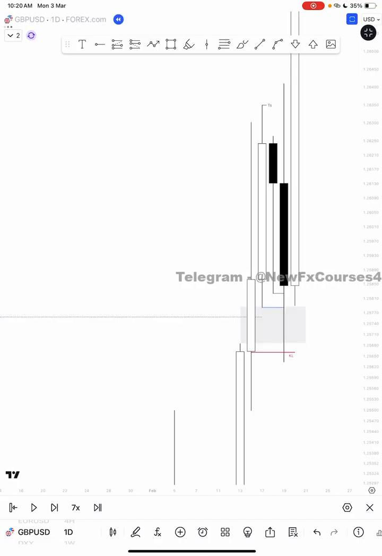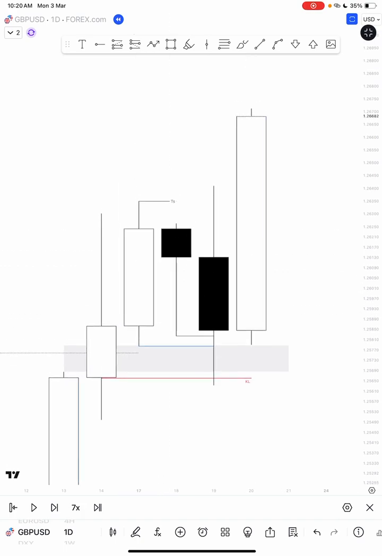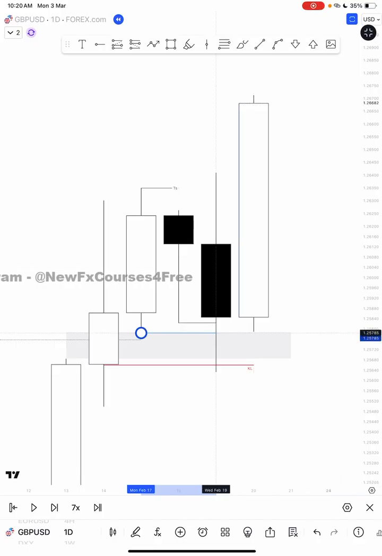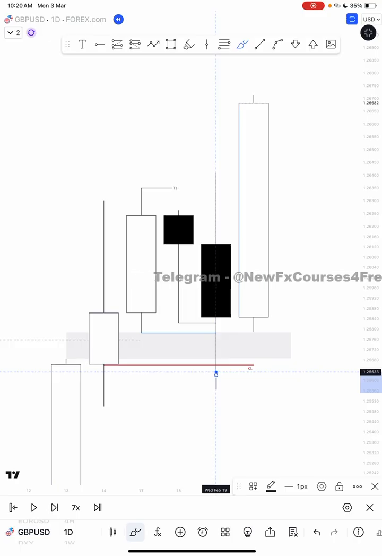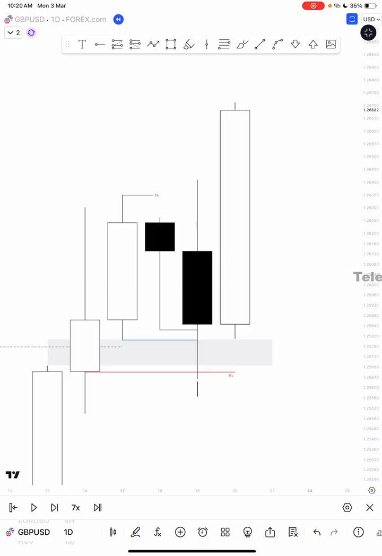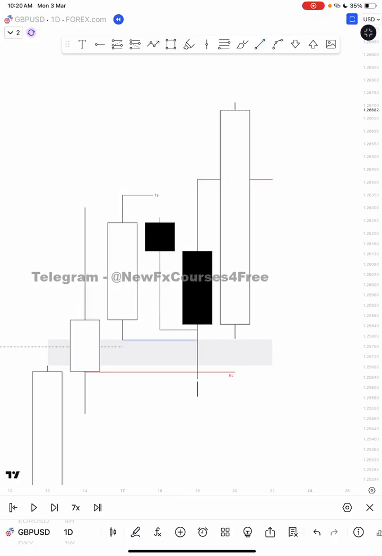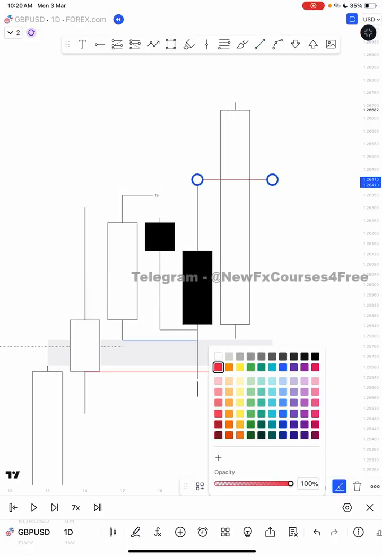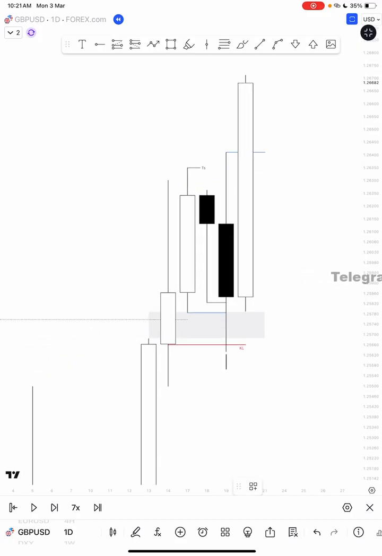Let me show you what I mean. Okay, here swept Tuesday's low and Monday's low and closed back into the range. You can see this long wick over here. So this actually shows we are going to see higher prices. So where can you target? You can target this high as your next draw on liquidity during the next day. That will be your previous day high as your draw on liquidity.